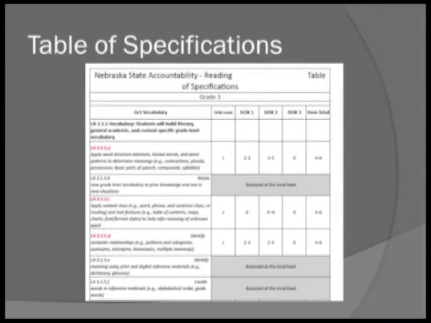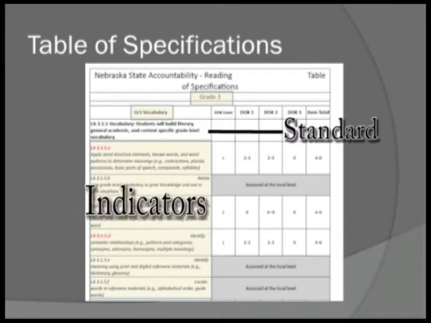Each of the core areas has a table of specifications that is tied to it. This particular table of specifications is reading, and it is designed for grade level 3. Within reading, the assessed areas are vocabulary and comprehension. Notice that these standards are addressing grade level 3 vocabulary. And on this table of specifications, there are identified the particular standards that are addressed.